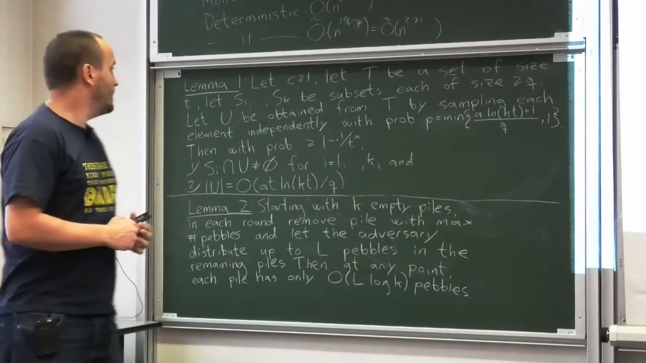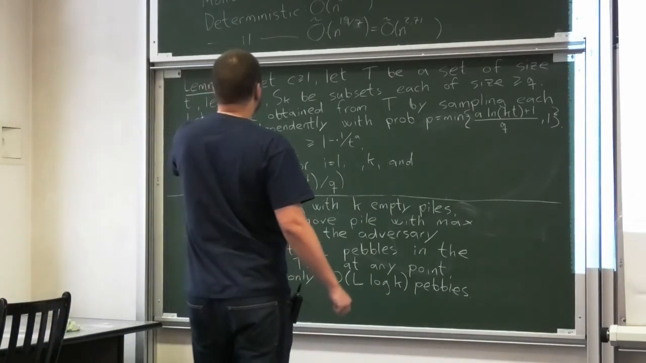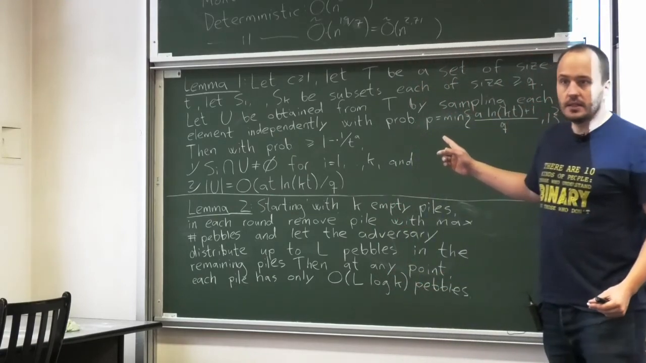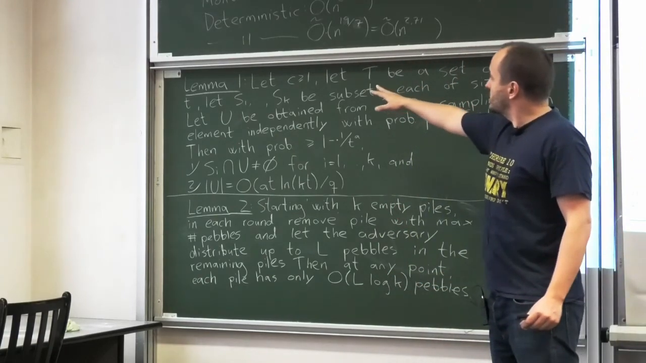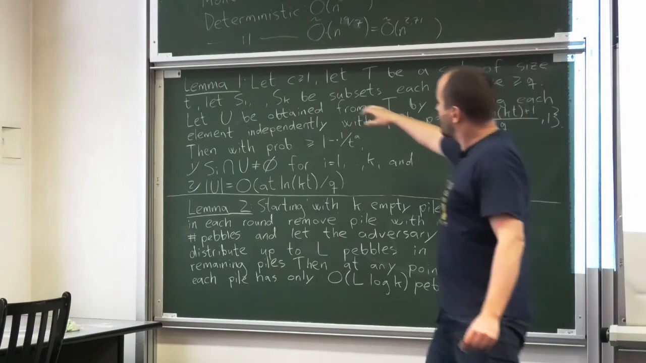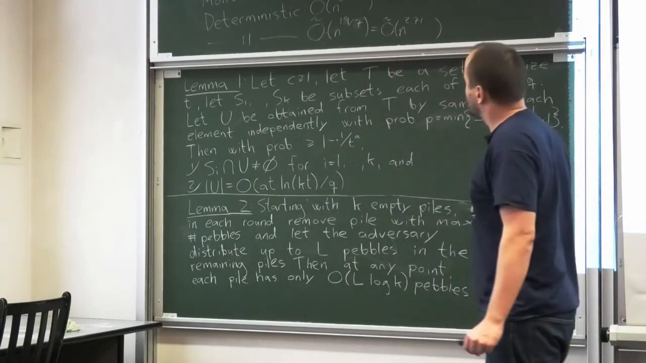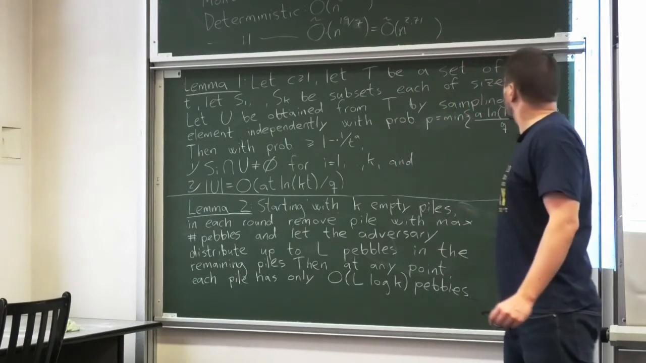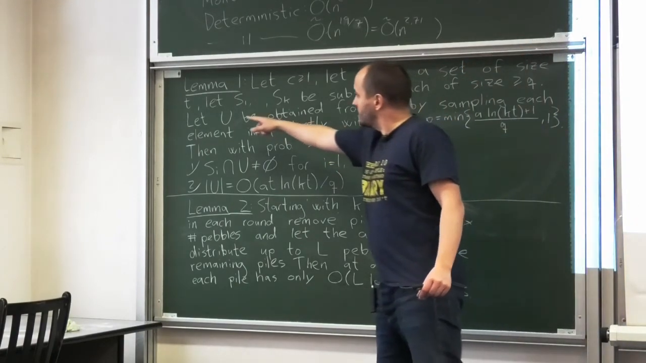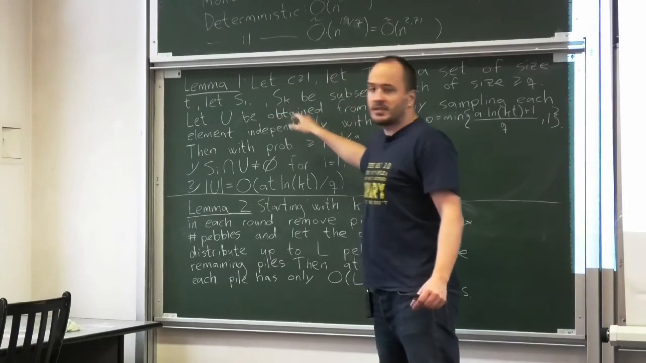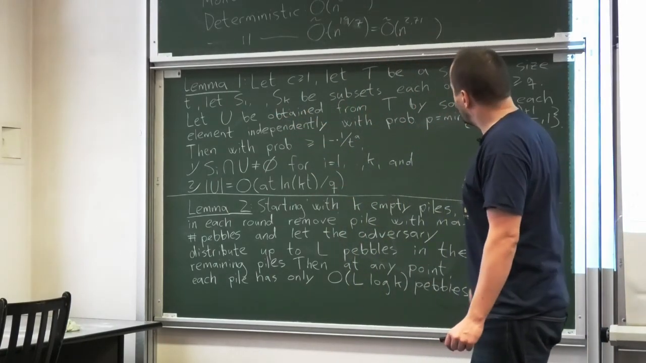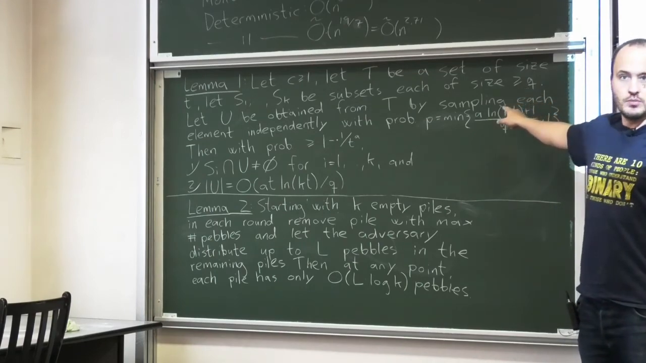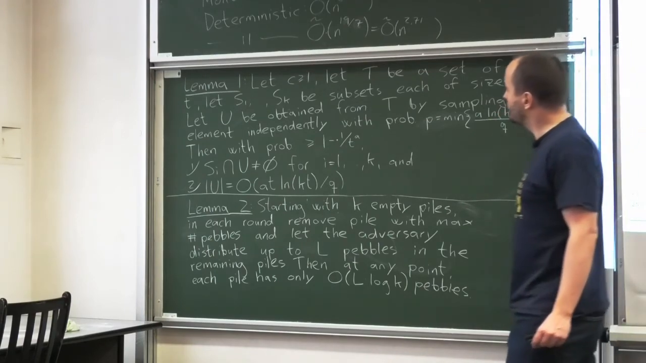So these are central lemmas. The first lemma, I hope you can all see it. What does it say? Let's just go through it. We have some constant C greater than or equal to 1. Think of C as a constant. And we have a set T, and let's say it has size little t. Then we have K subsets, S1 to SK of T, and let's assume that each subset has size at least Q.